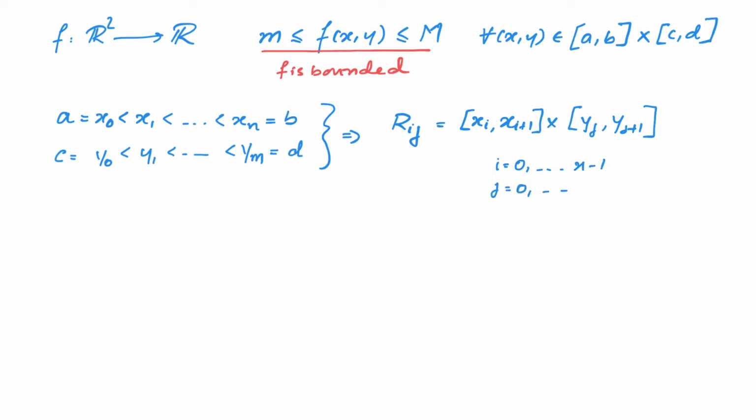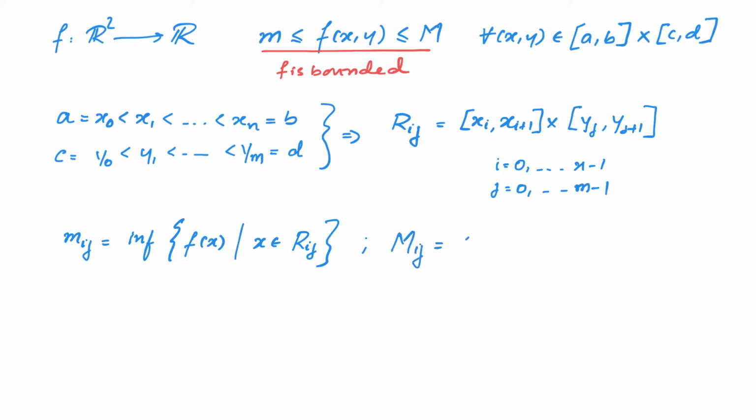Notice that there will be n times m rectangles, as i can vary from 0 to n minus 1 and j can vary from 0 to m minus 1. As the function is bounded on [a,b] × [c,d], it will also be bounded on all its subrectangles. Therefore, we can compute the infimum and supremum of this function on these rectangles. The infimum on each of these subrectangles will be denoted by small m_ij and the supremum will be denoted by capital M_ij. Then notice that on each of these rectangles, the value of the function lies between small m_ij and capital M_ij.